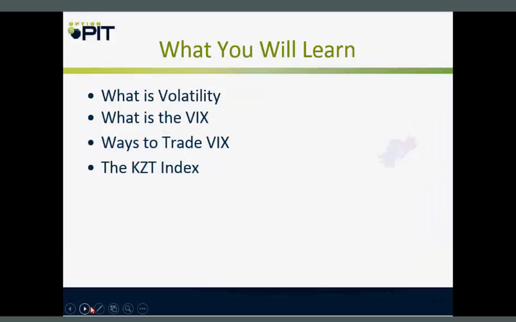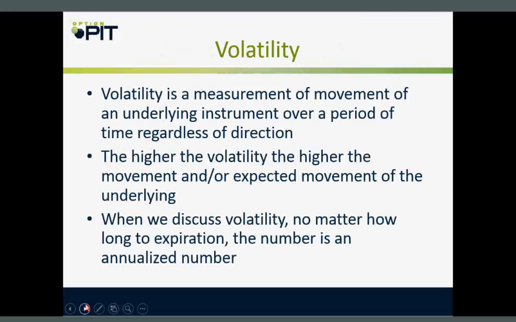Today we're going to talk about what is volatility, what is VIX, the different ways to trade VIX, and I'm going to talk about the KZT index. All right, volatility. Volatility is a measurement of movement of an underlying over a period of time regardless of direction. The higher the volatility, the higher the movement and or expected movement of the underlying.